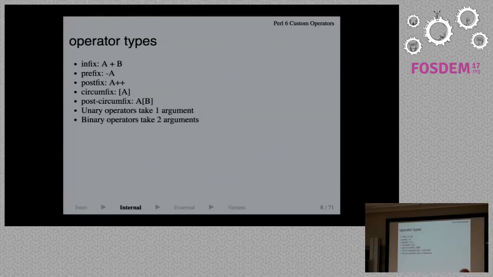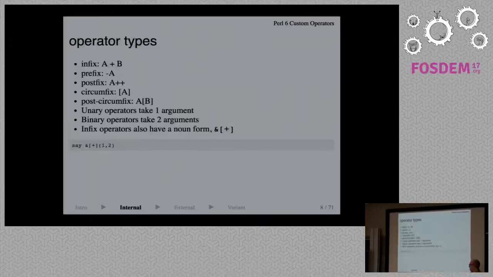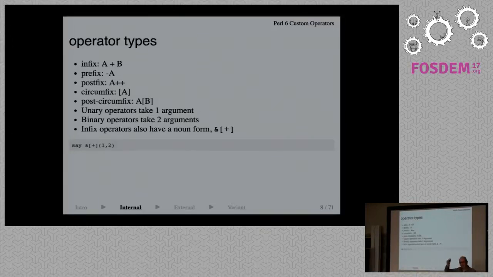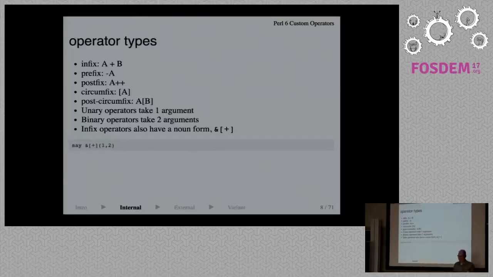And you can see that some of them take one argument, some of them take two arguments, right? So the prefix and the postfix each take only one argument. After all, they're really just functions. And circumfix takes one argument. Infix and post-circumfix take two arguments. So already, even though you can write a plus b, you can also use operators in what's called a noun form. So if you take the plus and you put some brackets around it and you put an ampersand in front of it, then instantly you've turned your operator into a function that takes two arguments.